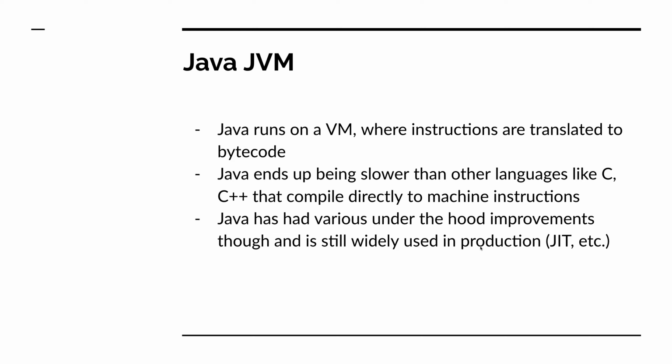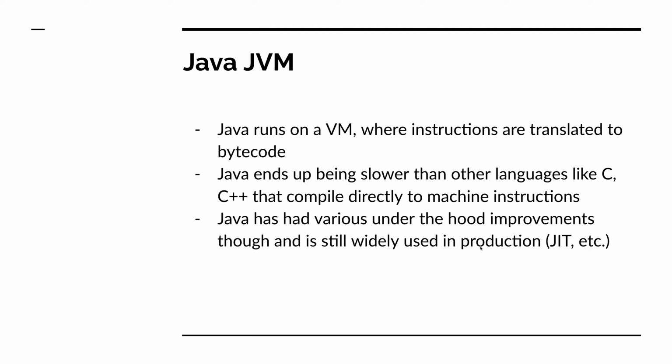Java, like other languages that run on a virtual machine, is typically going to be slower than its counterparts like C and C++. That said, Java has had quite a few under the hood improvements throughout the years. Obviously, when the language was first created, it didn't have a lot of this, so the performance characteristics were pretty stark in comparison with a language like C++ or C.